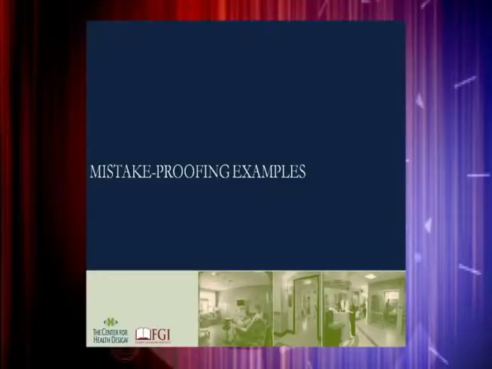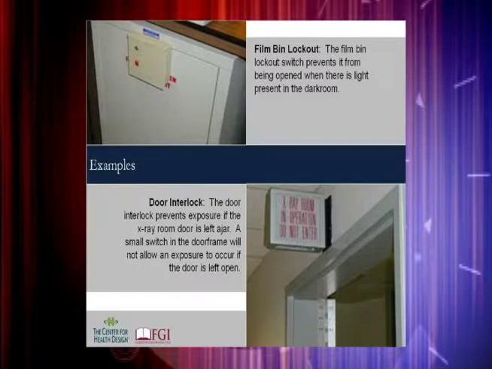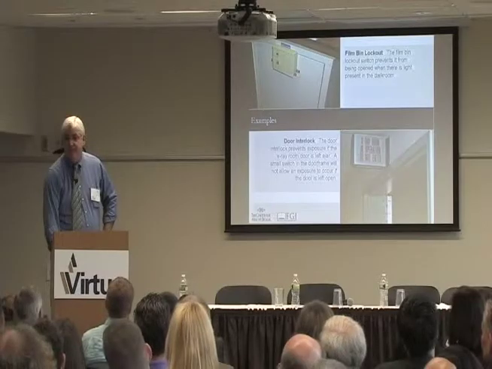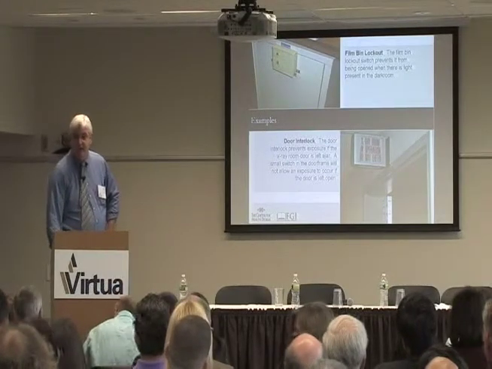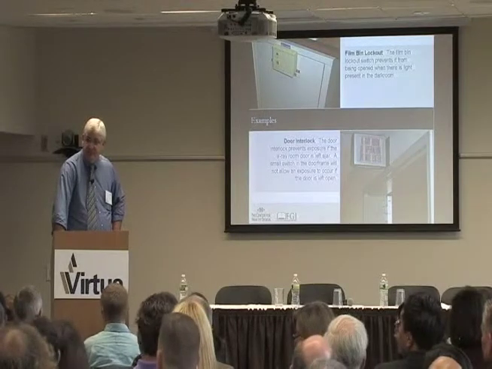So let's talk about some examples. Up at the top, we have a film bin. I suppose this is probably starting to become obsolete, but it's in a dark room. You can't open the door unless the lights are out because it has a light sensor on it. Very simple technology. Down below, my local hospital has a door to the X-ray room where if the door is open, the machine will not operate. I just wanted to comment on the second one. There's a lot of debate that device will terminate an exposure so no one gets radiated.